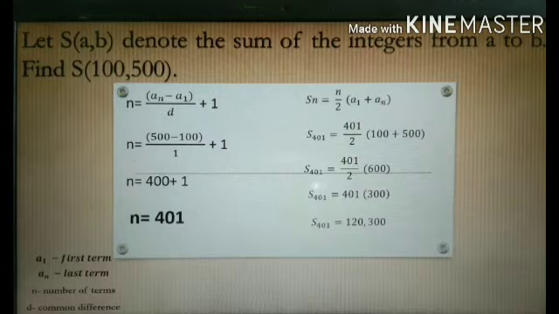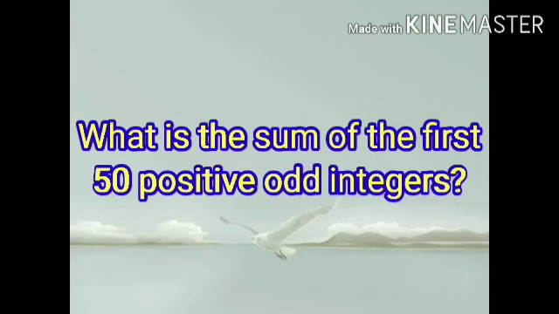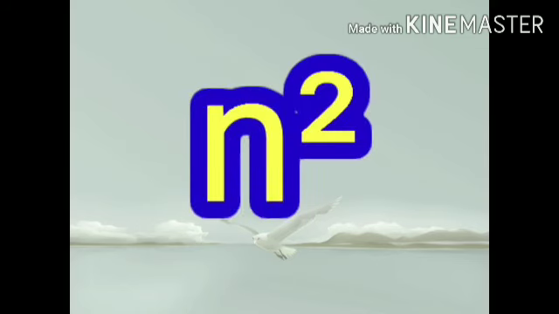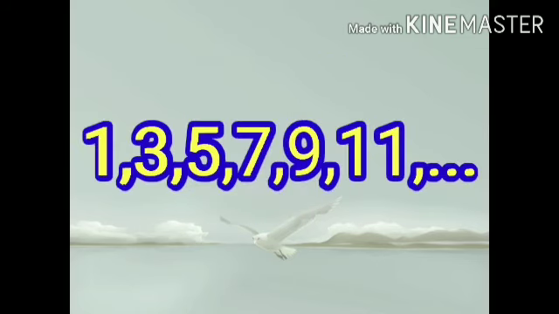What is the sum of the first 50 odd integers? To get the sum of odd integers, just use n squared. So, the sum of the first 50 odd integers is equal to 50 squared, or 2,500.